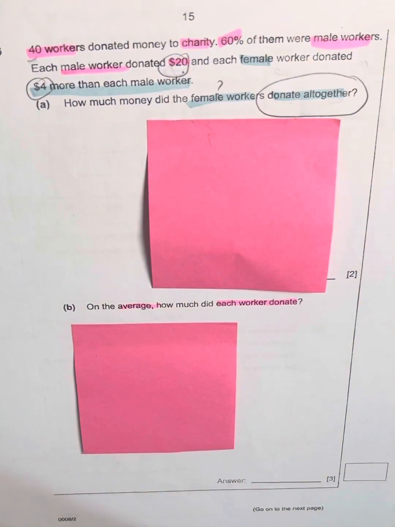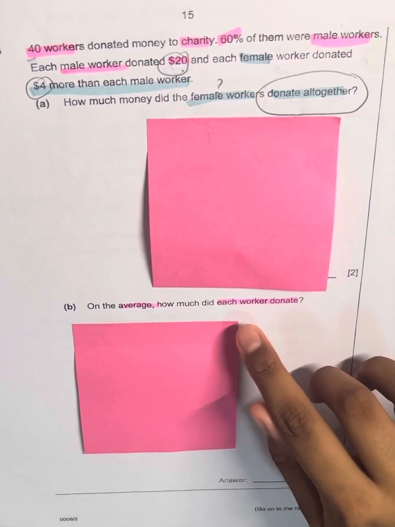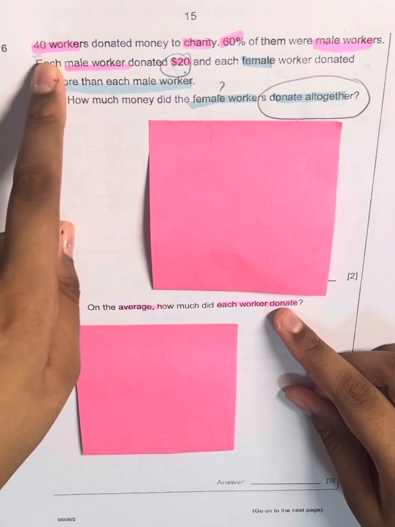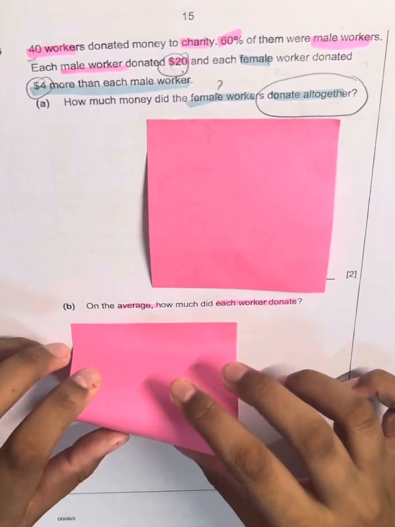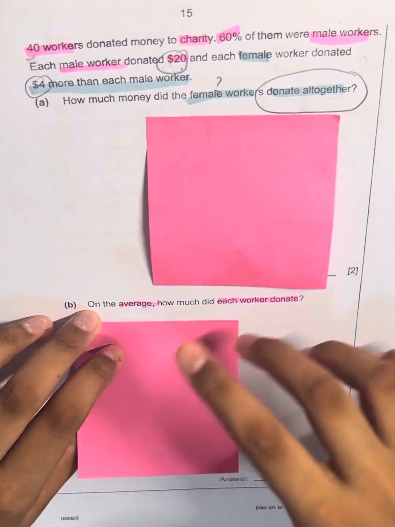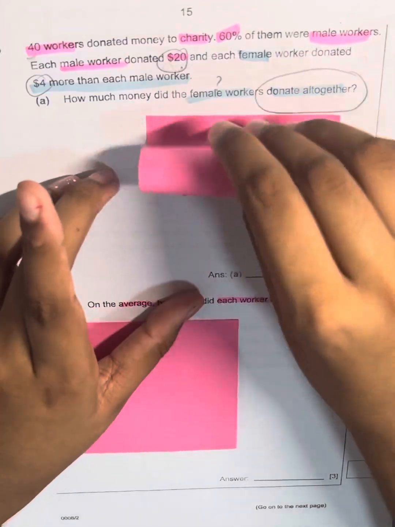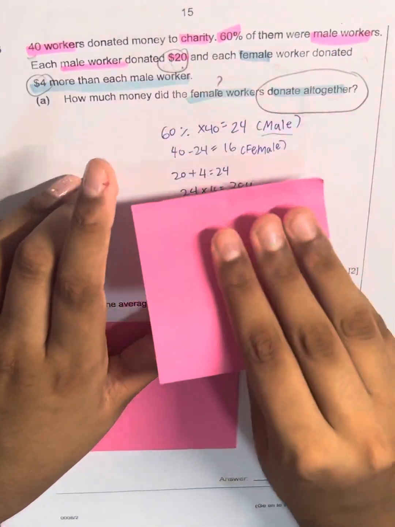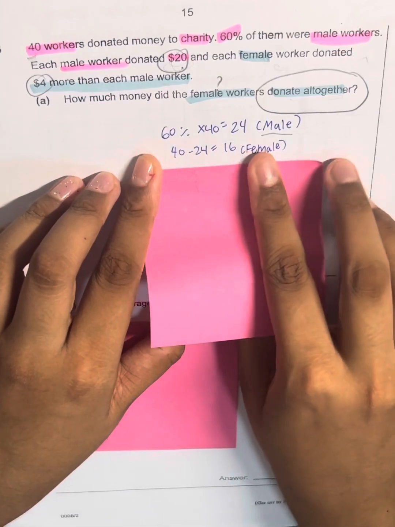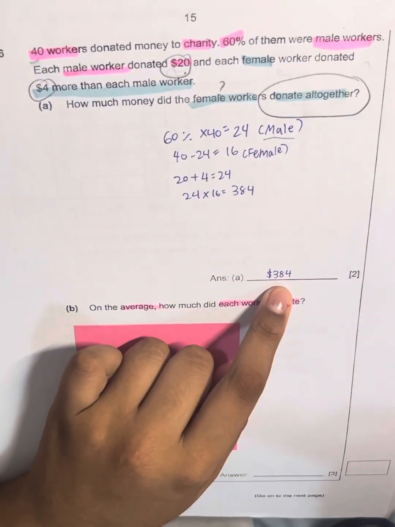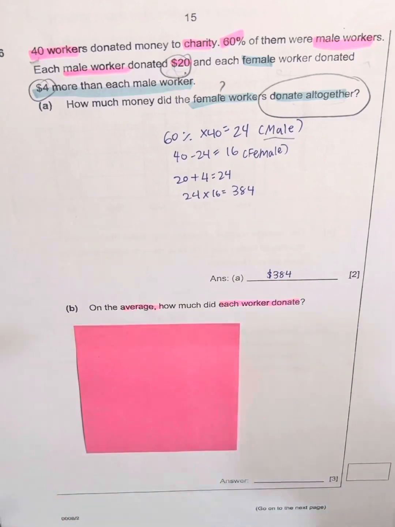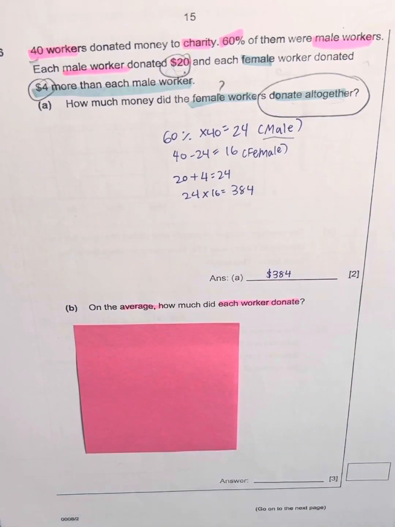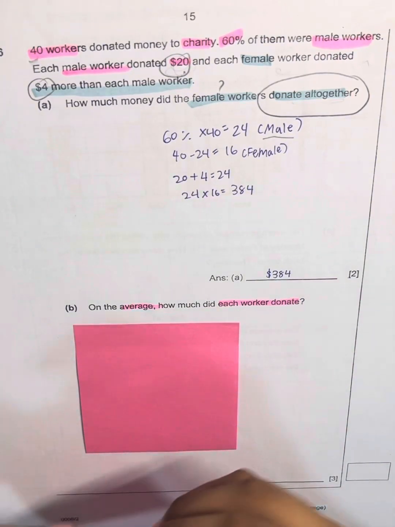So if I were to look at this question only, we do know that there are 40 workers. In the previous question, I did mention that there are 24 male workers, which means that there are 16 female workers. And in the previous question, we did find out that the females donated $384 in total.